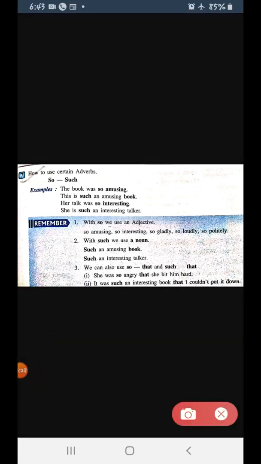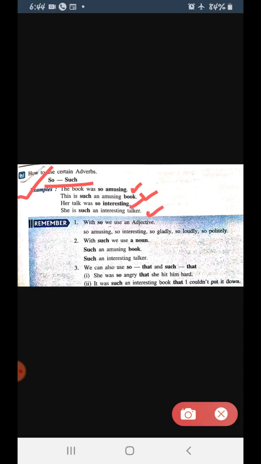Okay. Now let us see how to use certain adverbs. So and such. Now let us start with an example. Number 1, the book was so amusing. Number 2, it is such an amusing book. Number 3, her talk was so interesting. And number 4, she is such an interesting talker.